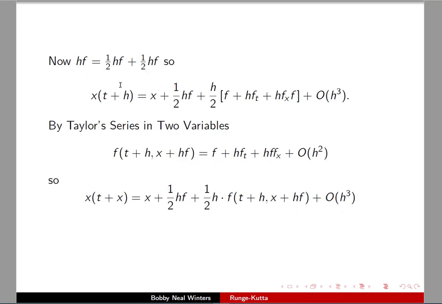So we take that, and leaving off the error term, we write that x of t plus h is equal to x evaluated at t, again suppressing the arguments, plus 1/2 of h times x prime plus h over 2 times quantity f plus h times f sub t, h times f sub x times f, again, plus our big O of h cubed.